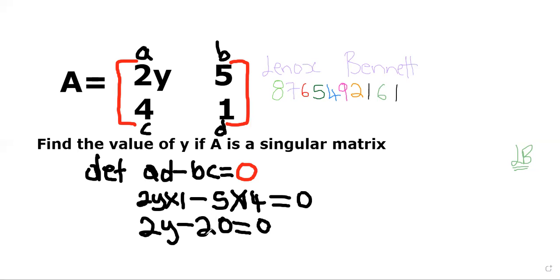So we need to get rid of this negative 20, and the opposite of negative 20, or the inverse, would be to add 20, right? So we do that. What we do to one side, we do to both sides. All right. So now this is going to go to 0, and then we are left with 2y is equal to 20.